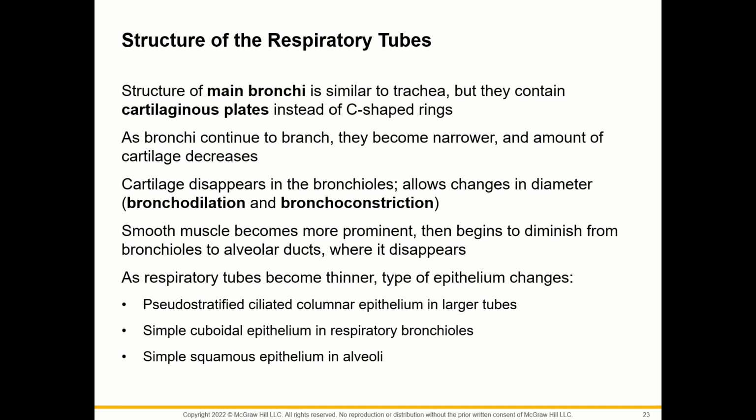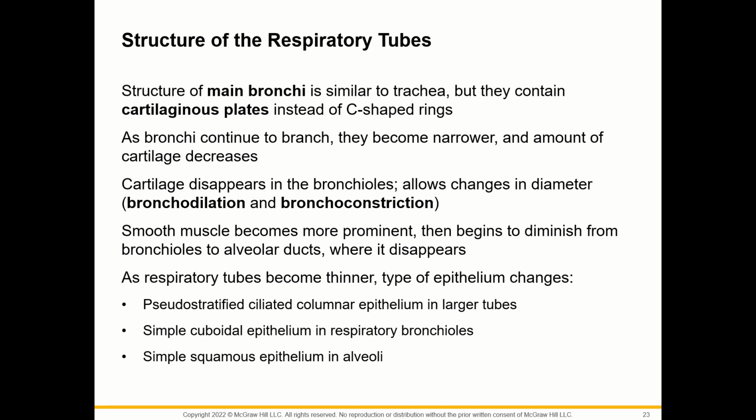Okay, so structure of the respiratory tubes. The structure of the main bronchi is similar to the trachea, but they contain cartilaginous plates instead of C-shaped rings. As bronchi continue to branch, as mentioned earlier, they become narrower. It's a weird word, narrower. And the amount of cartilage decreases. Cartilage disappears in the bronchioles, allowing changes in diameter for bronchodilation and bronchoconstriction. Bronchodilation is when they get wider and you can breathe in more. Bronchoconstriction is when they get narrower, and so you breathe in less. Smooth muscle becomes more prominent, and then it begins to diminish from bronchioles to alveolar ducts, where it disappears.